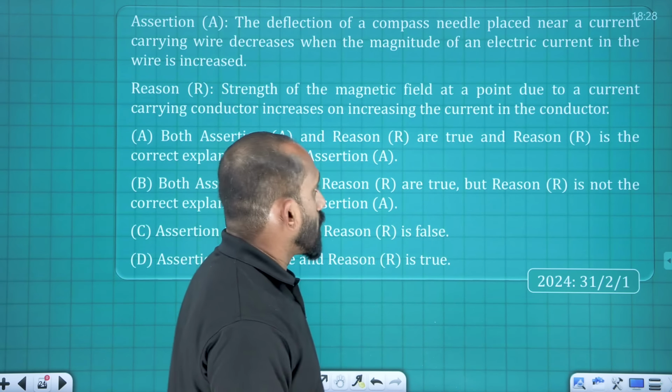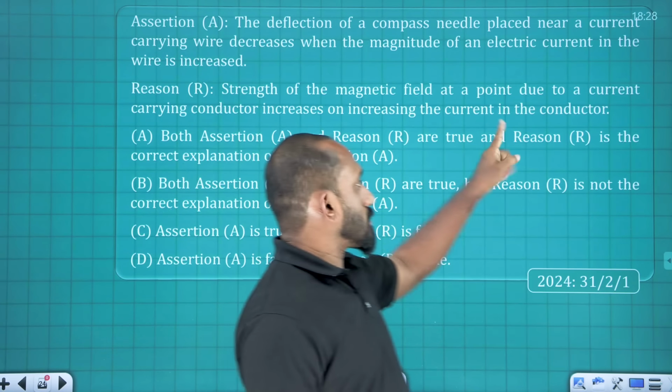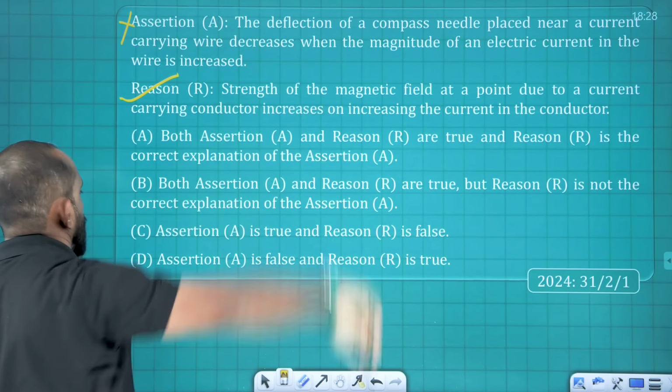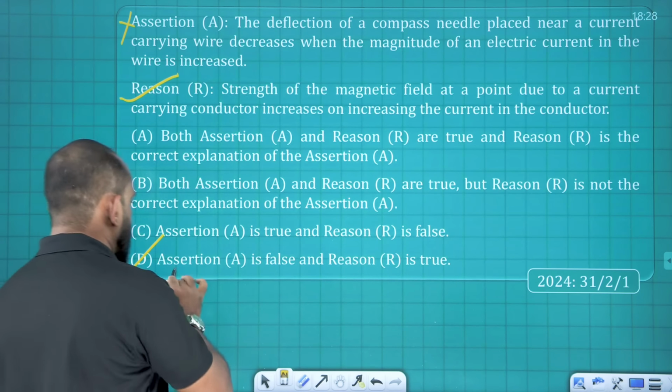See, the reason: the strength of the magnetic field at a point due to a current carrying conductor increases on increasing the current in the conductor. So the reason is correct, the assertion is wrong. So the assertion is false and the reason is true. D is the correct option.